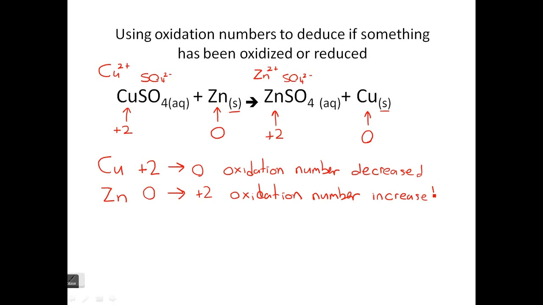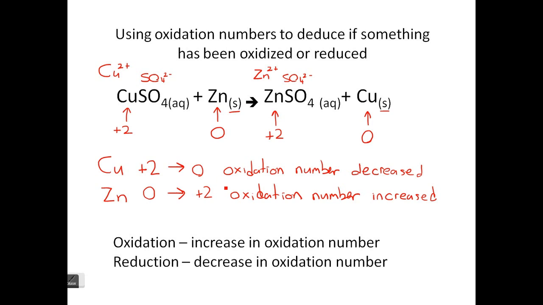So from here, we can classify these two as either being reduced or being oxidized. So here it is. Oxidation is an increase in oxidation number. Reduction is a decrease in oxidation number. So now let's look at these two again, the copper and the zinc, and we can decide which one has been oxidized and which one has been reduced. We can see that the Cu2+ has gone from +2 to 0. That's a decrease in oxidation number, so that's reduction. And the Zn has gone from 0 to +2, so the zinc has been oxidized, or it's oxidation. So that's how you can use the oxidation numbers to determine if something's been oxidized or reduced.